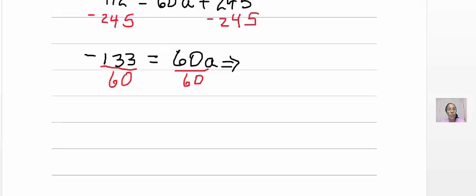Okay, and it turns out we can't reduce this. There aren't any factors of 133 that are also factors of 60. So there's no number we can evenly divide out of the numerator that also evenly divides into the denominator. So our A is minus 133 over 60.